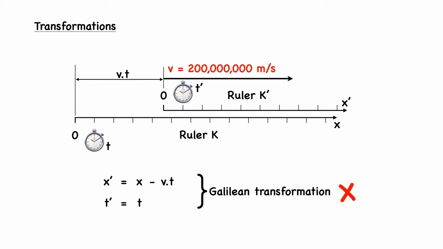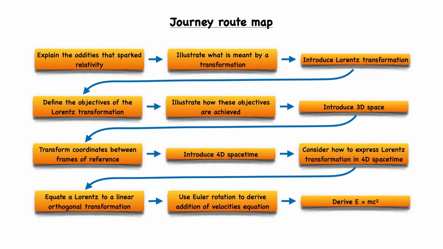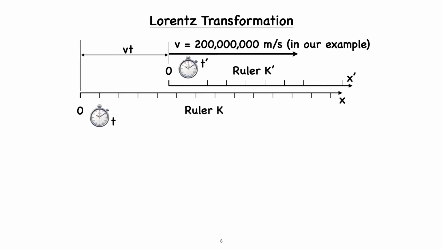Okay, a quick look at our journey route map. We've ticked the first two boxes there, by the way. That tells us that the transformation we're looking for is called the Lorentz transformation, and that's named after Dutch physicist Professor Hendrik Lorentz, the guy who first devised it. Let's take a look at it now. As before, here's a sketch of our two rulers. Same notation as previously, and here is the Lorentz transformation.